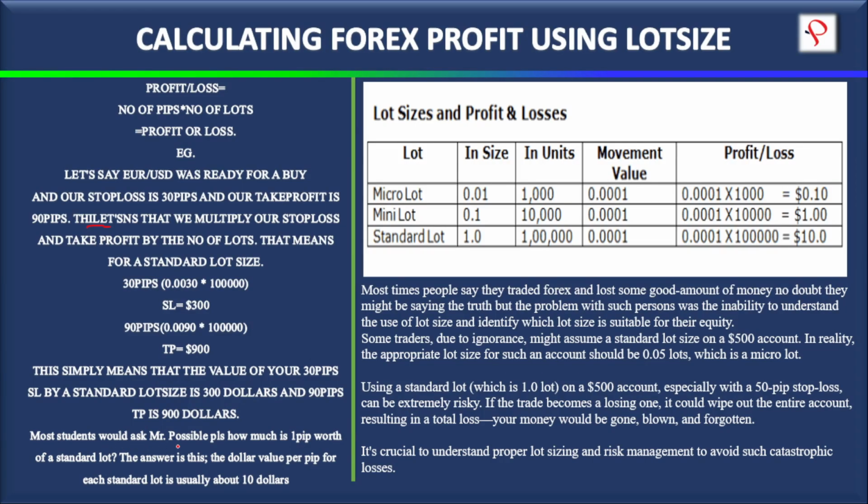Most students would ask me, Mr. Possible, please, how much is 1 pip worth of a standard lot? The answer is this: the dollar value per pip for each standard lot is usually $10. This is a law, it does not change.